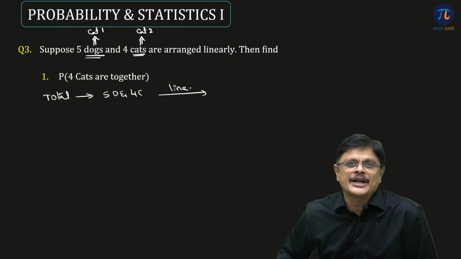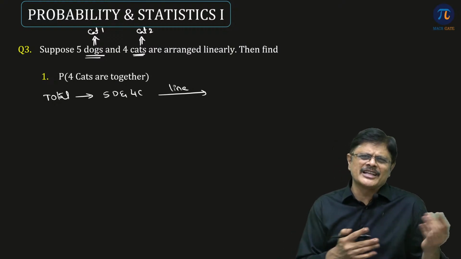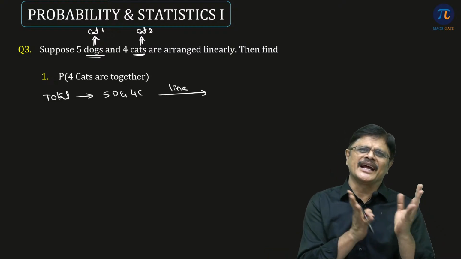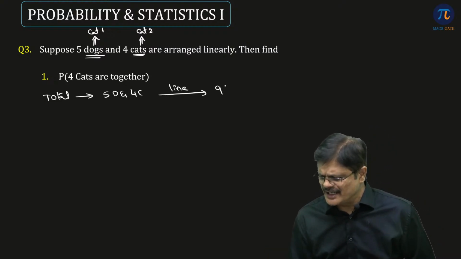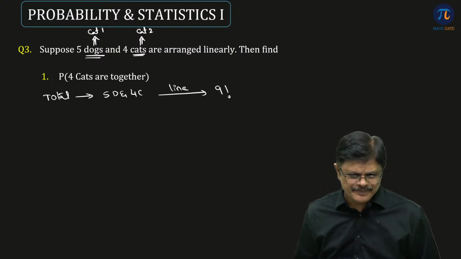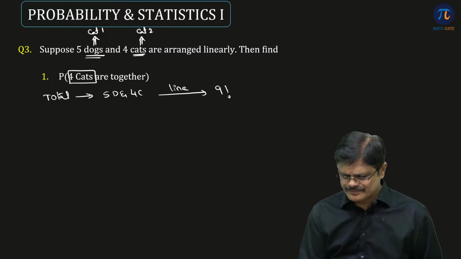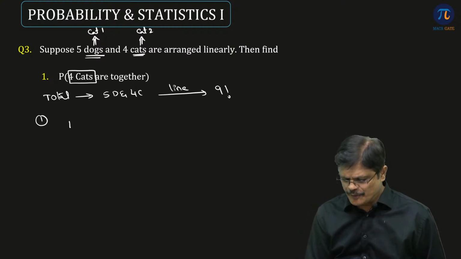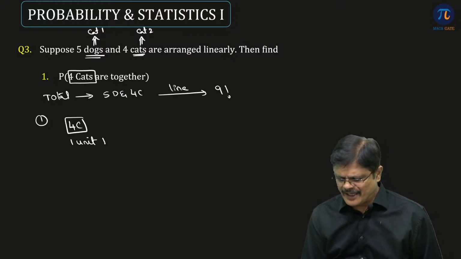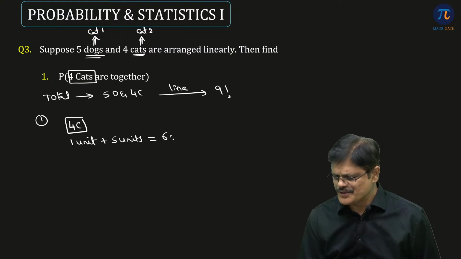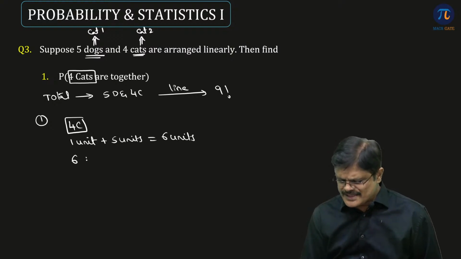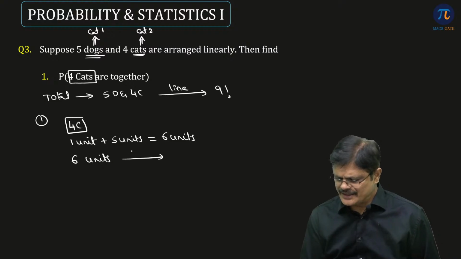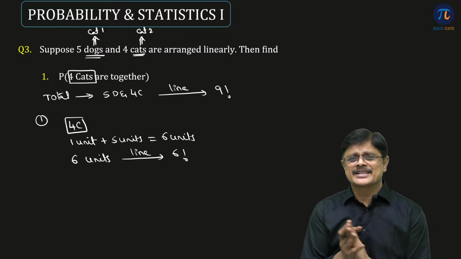How many ways can you arrange 5 dogs and 4 cats in a line, sir? It does not matter whether they are dogs or cats. There are 9 units in total. How many ways can you arrange 9 units in a line? 9 factorial ways without any restriction. But here we have a restriction: the 4 cats together. In the first question, we want the 4 cats together. So this is 1 unit, and the remaining 5 dogs are 5 units. So in total we have 6 units. These 6 units are arranged in a line, so the number of arrangements is 6 factorial.